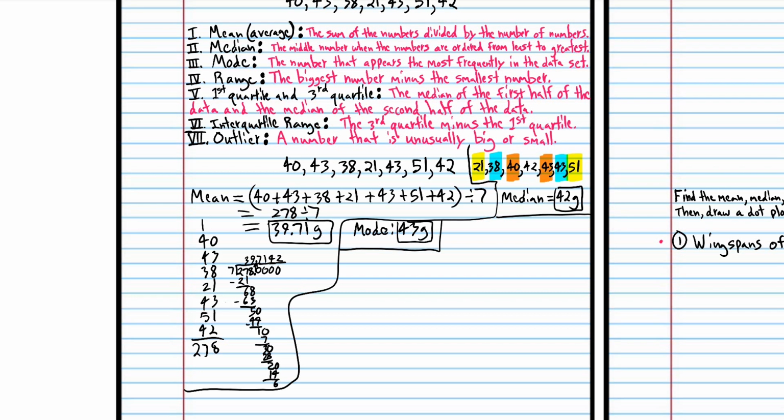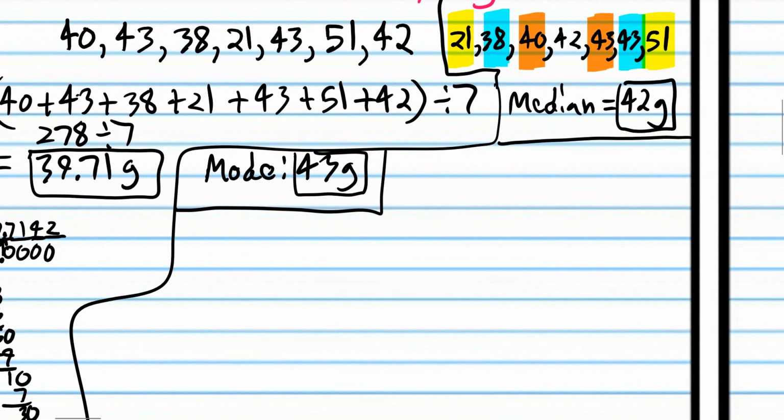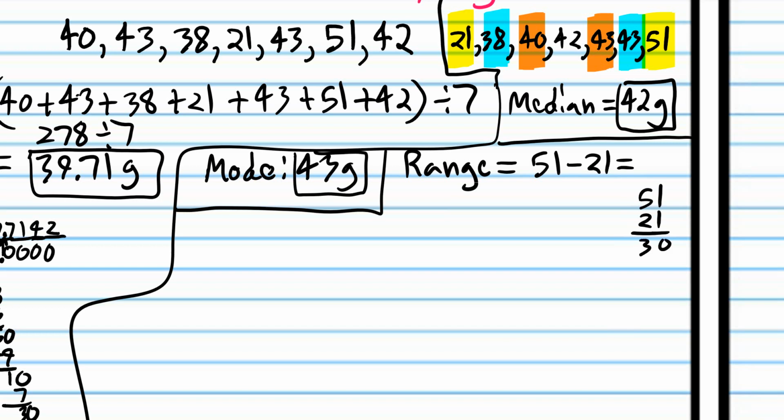Now we're going to measure how spread out the data is. To do that, we first find range. Now again, bring up your screenshot to find the definitions of these things, and if you're reading the definition, you already know what to do. The range is just the biggest number minus the smallest number. So if we do that, 51 minus 21, 1 minus 1 is 0, 5 minus 2 is 3. That's 30 grams. So that's the range of the data set.